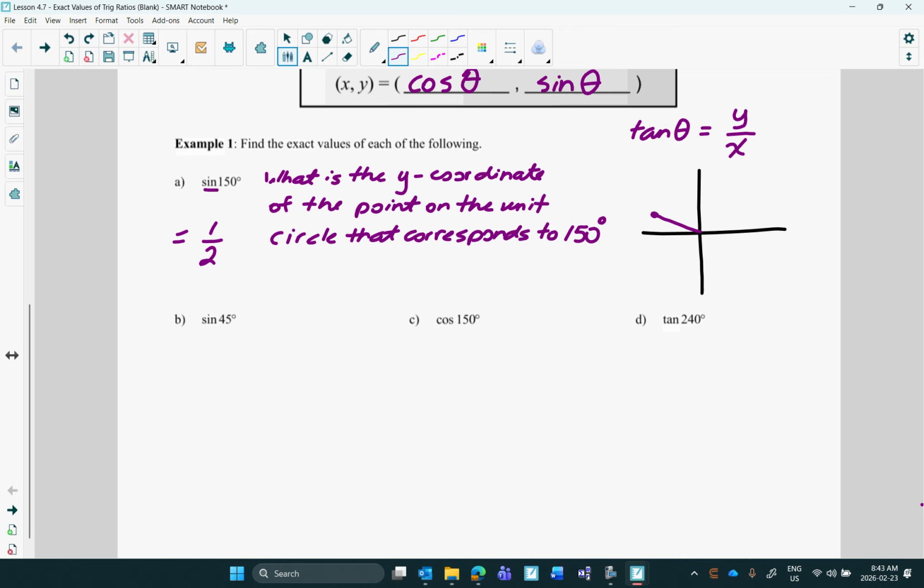We actually just did this one. So again, I'm asking myself, what's the y-coordinate, because it's sine, of the point on the unit circle where the angle is 45 degrees? It's root 2 over 2. What's the cosine of 150 degrees? Negative root 3 over 2.